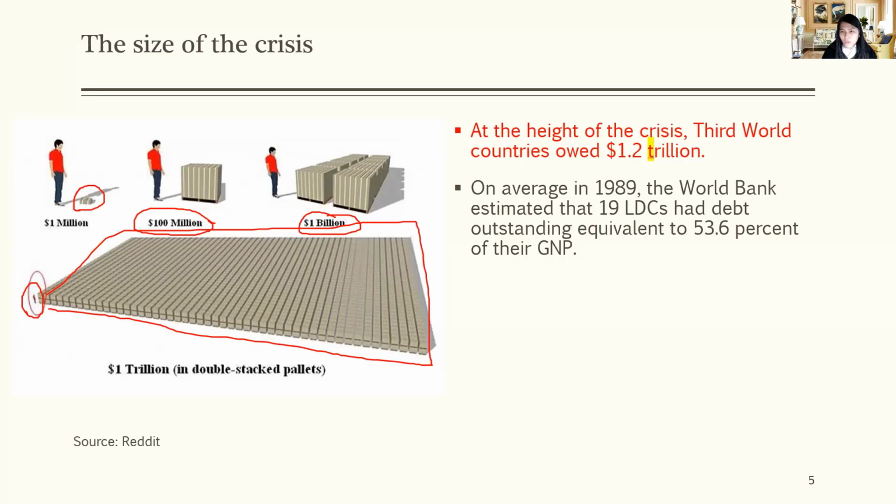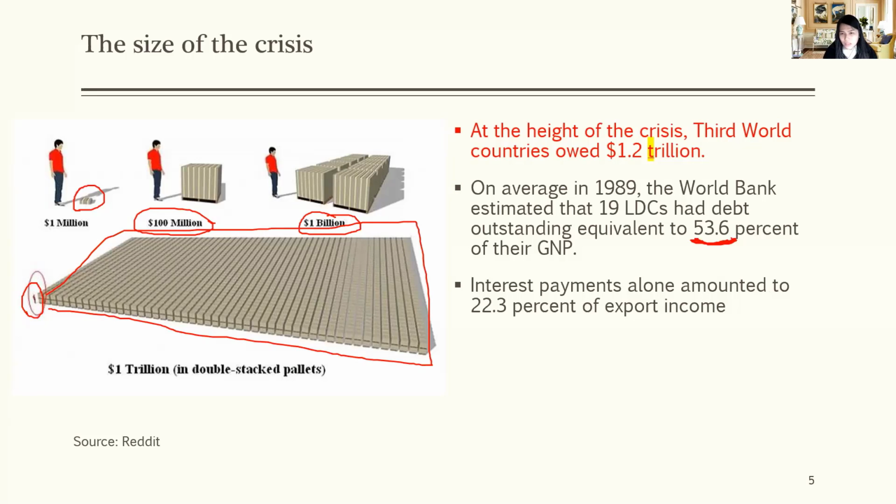So if you put the size of the debt in terms of the country's GDP or GNP, for gross national product, then it's about half of their GNP. Okay, so that was a huge amount of debt to bear. Interest payments as a result amounted to 22% of the export income.